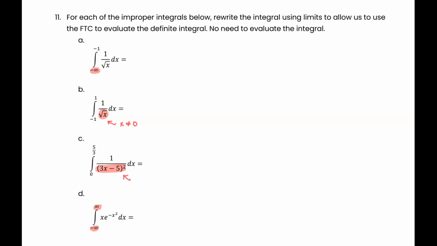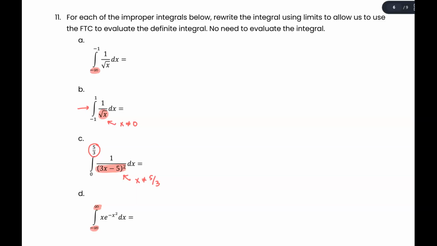And for this one, we could solve that out. We know that x cannot equal 5/3. That's where our vertical asymptote or infinite discontinuity lies for that problem. So we can already see all of our problem children, and now we can see in C that 0 is one of the bounds. In B, 0 is not one of the bounds, but it is between those bounds of -1 and 1. So let's rewrite them.